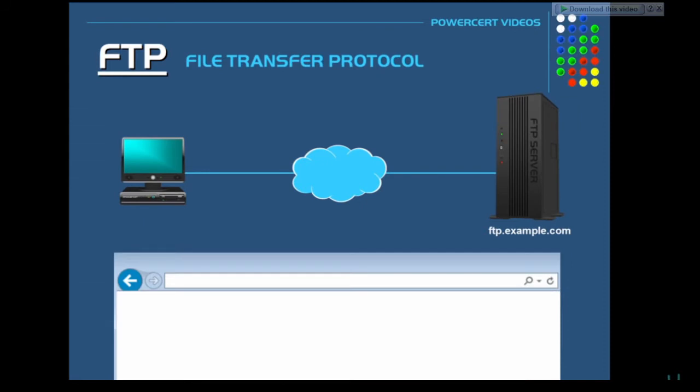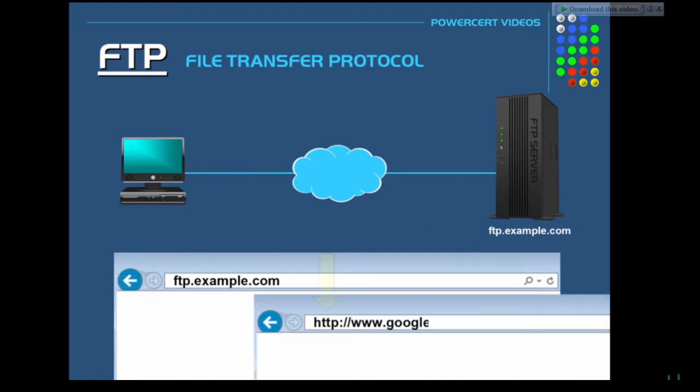So you would open up a web browser, and then you would type in the address of the FTP server that you want to connect to, just as if you were going to a regular website. The web address of this FTP server is ftp.example.com. So you would type that address as the URL. Normally, if you were going to a regular website, the prefix would be HTTP. But since we are going to an FTP site, the prefix is FTP.